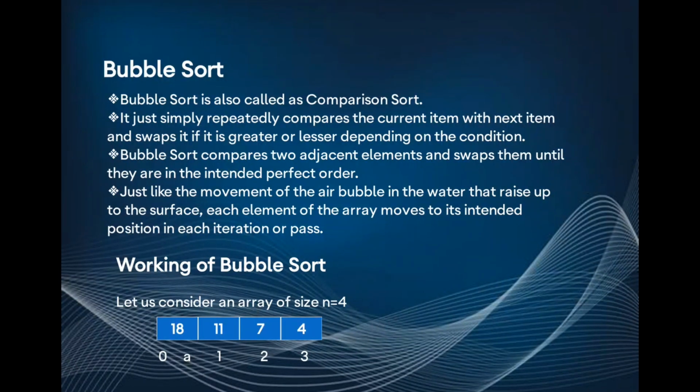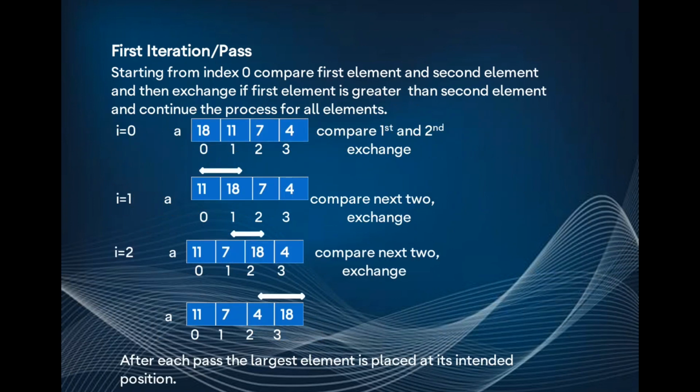So let us discuss the working of the bubble sort. Consider an array with 4 items. In the first iteration we start from index 0, compare the first item and the second item and then exchange if the first item is greater than the second item, and it continues the process for all the elements. After each pass the largest element is placed at its intended position.